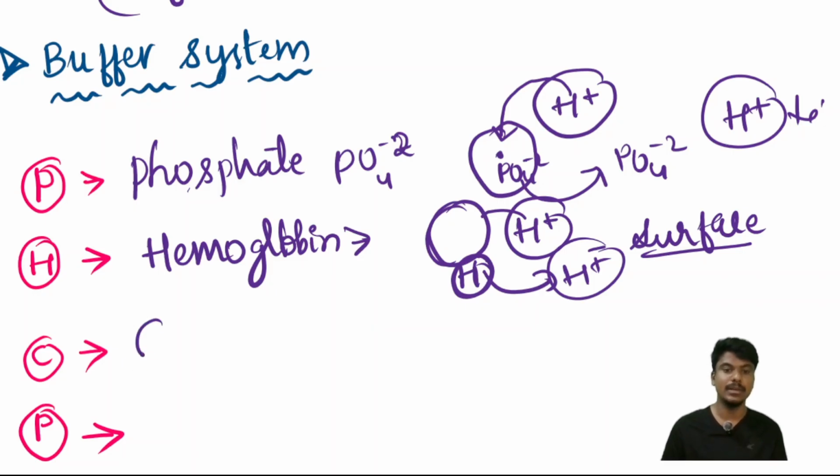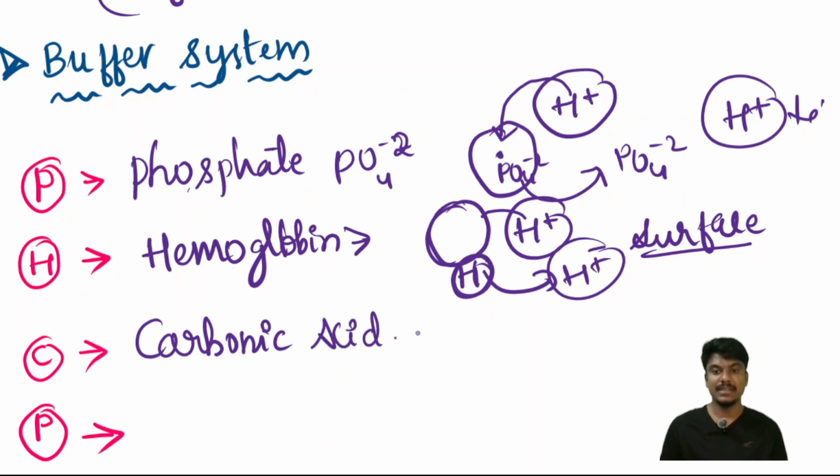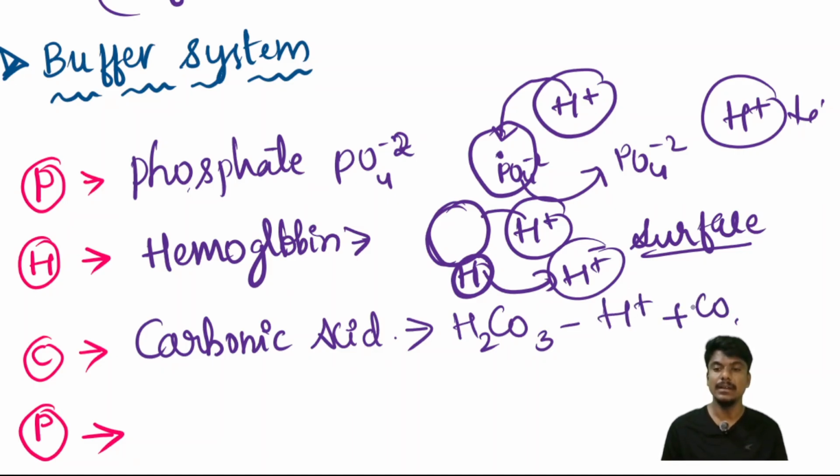And third one will be your carbonic acid. Carbonic acid will do some reaction. Carbonic acid means H2CO3. What will happen if there is an alkalosis? It will release the H plus ion along with the bicarbonate ion, HCO3 minus. So there will be an increased amount of H plus ion, so it will cause the acidosis. That's how the carbonic acid is going to act, and it's going to maintain that electrical neutrality, pH neutrality.